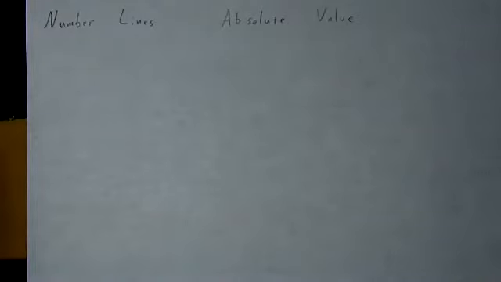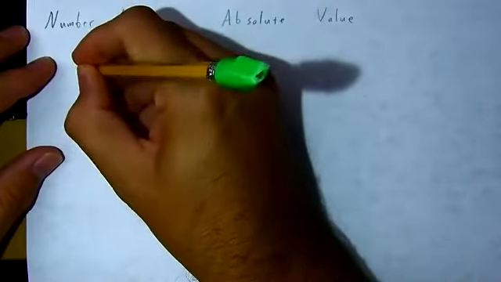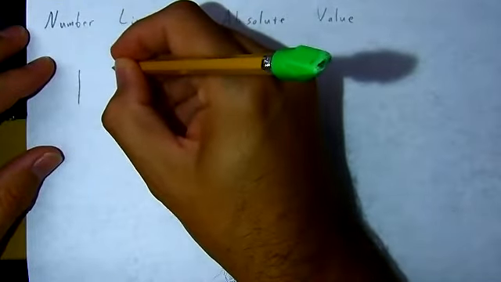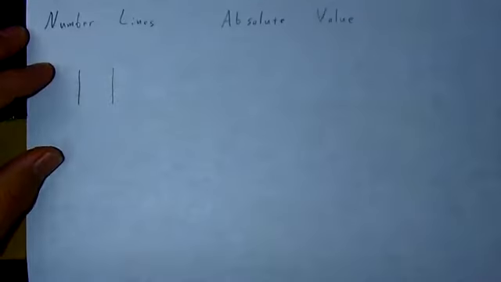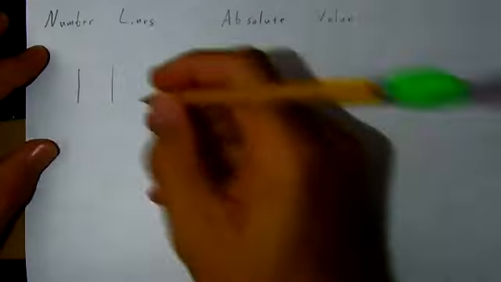All right, today we're going to be talking about number lines and absolute value. So, first off, what is absolute value? On the test, they're going to have two straight up and down lines. Anything that falls in between those lines, what they're wanting is the absolute value of that.